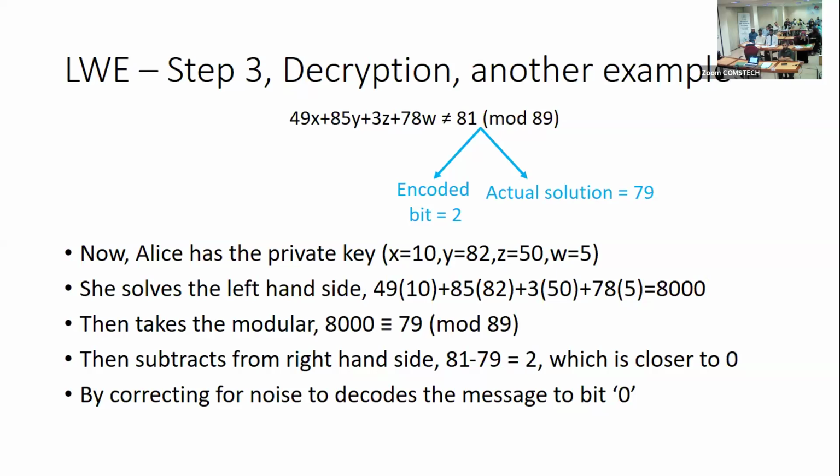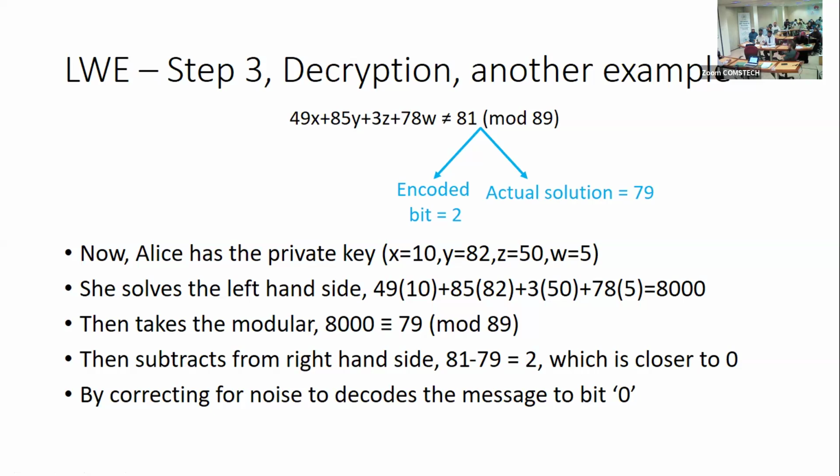Let's try at 0. Let's say Bob sent bit 0. So you would get this 2. So Bob would have sent this 79 plus 2. This 2 came from the error part because we added error. Now again Alice will plug in the private key and solve it. We get 8000, and 8000 mod 89 is 79. 81 minus 79 gets 2. 2 is closer to 0. This means that Bob has sent 0. And this works all the time, and people have checked it. It works like a charm.